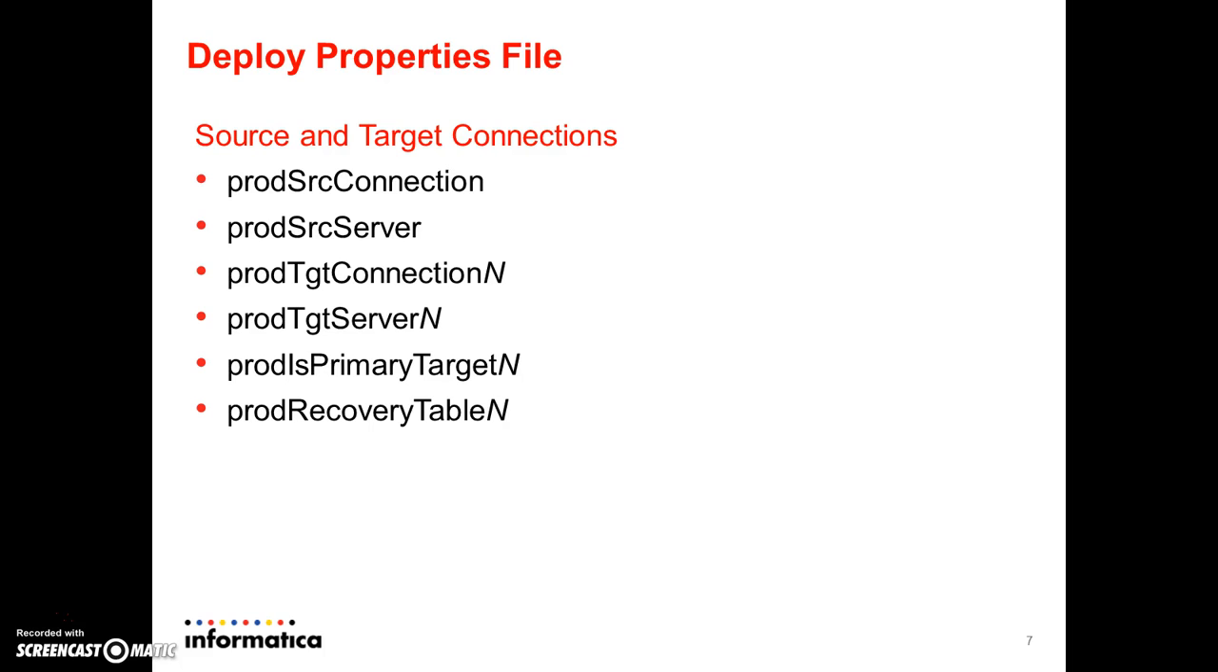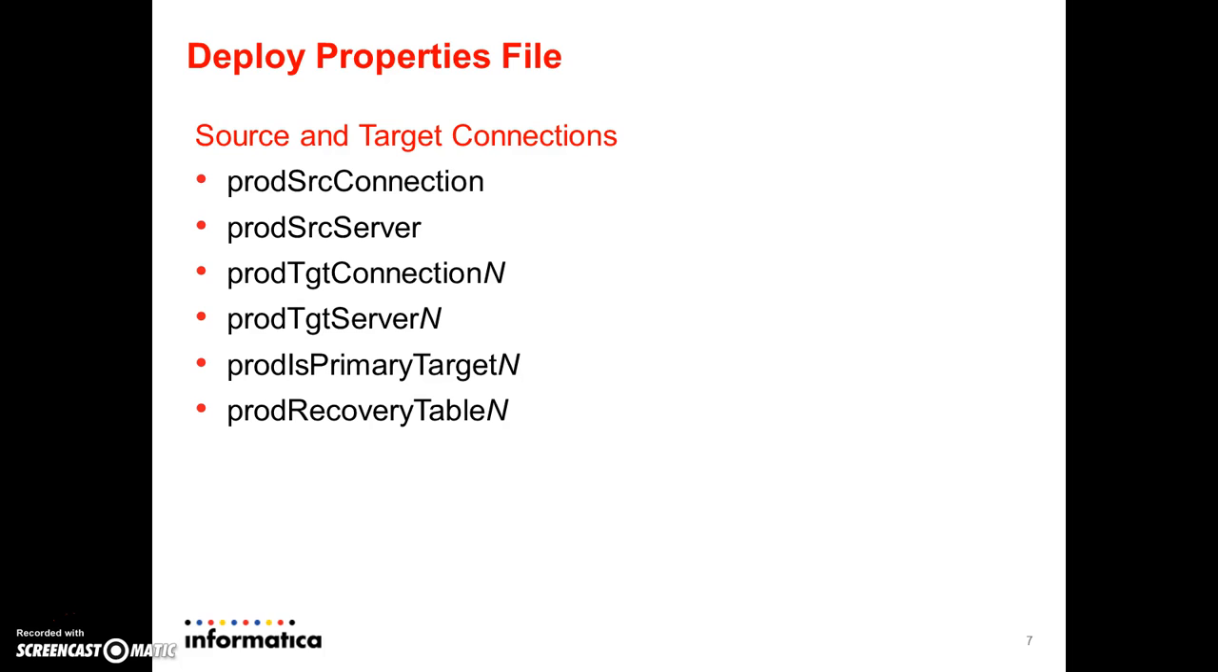Then in the deploy properties, we have source and target connections. As I have already told, named connections must be created on the target server before you deploy the config. Here the prod source connection is the name of the source named connection in the prod environment. Then prod source server is the source server manager instance. Then prod target connection. This is the name of the target database named connection. We have something called n here. Here n is the sequence number of the target connection.